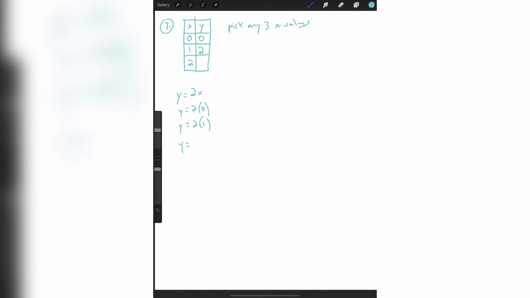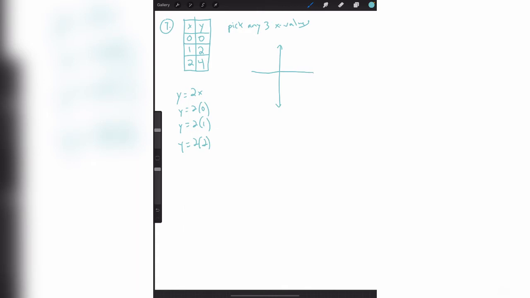And the last one, y is equal to 2 times this value right here, 2. 2 times 2 is 4. So we have 0, 0, 1, 2, and 2, 4. All right, now that we've created our table, we're going to go ahead and plot these points. And in the directions it says use these points to graph the direct variation equation. So this table of values I created will be able to be translated over here on my coordinate plane.